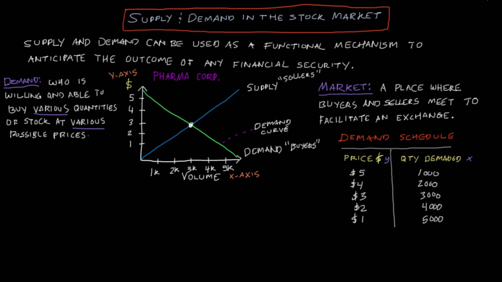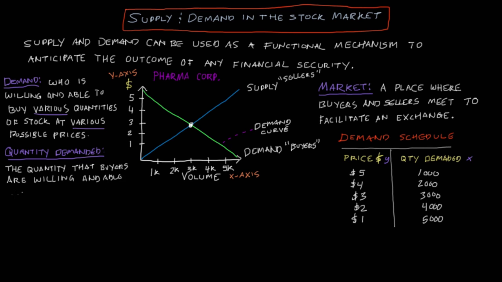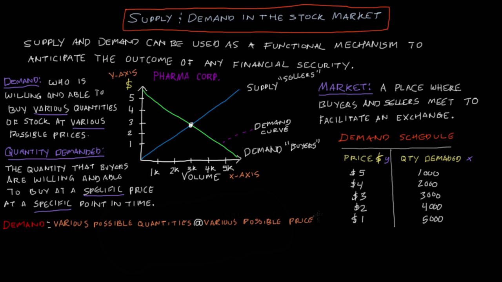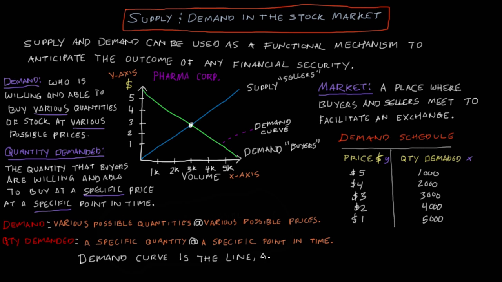I had to repeat this because it is often confused with another economic term called quantity demanded. Now, quantity demanded is the quantity that buyers are willing to buy at a specific price at a specific period of time. In other words, the demand curve is the line, and quantity demanded is a specific point within that line.